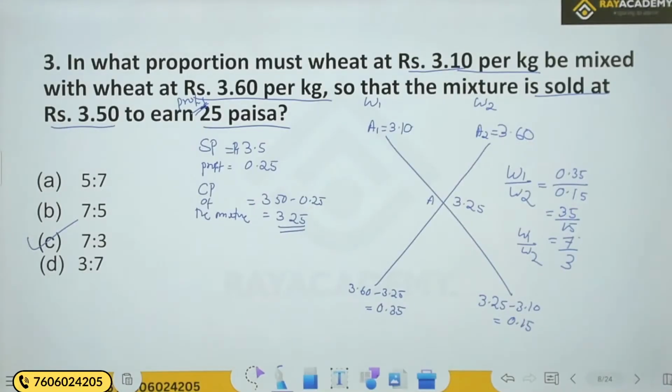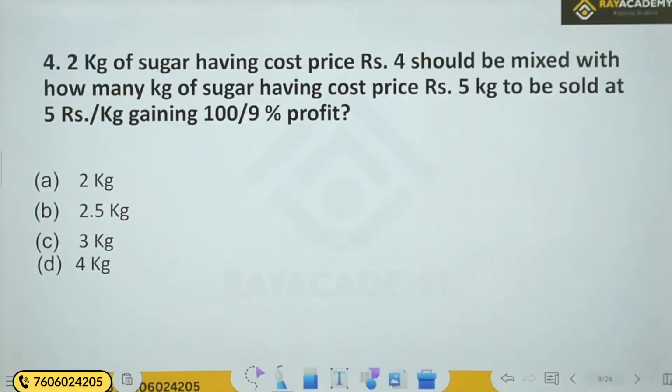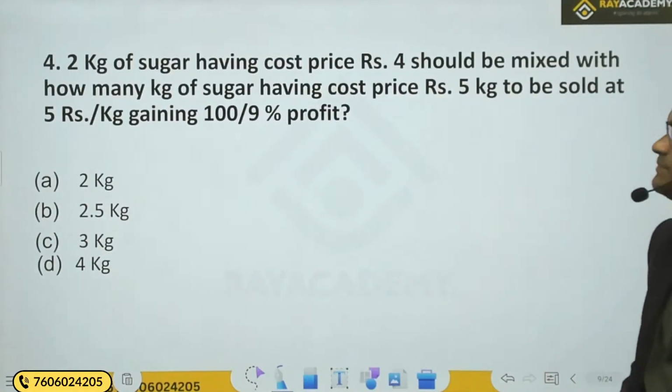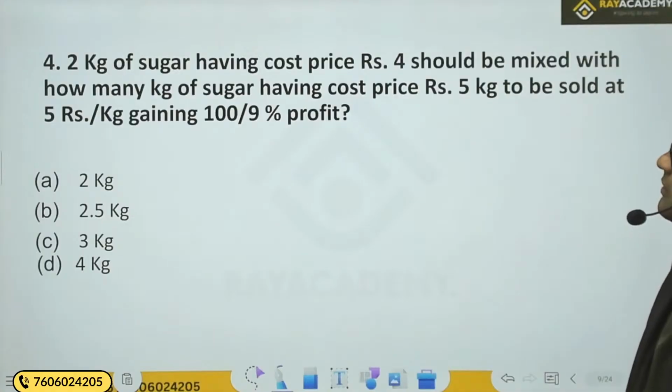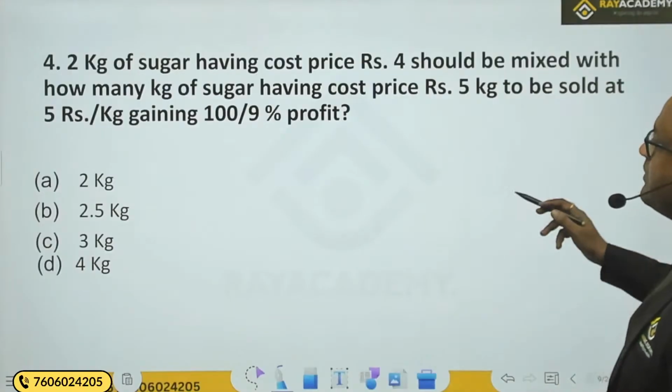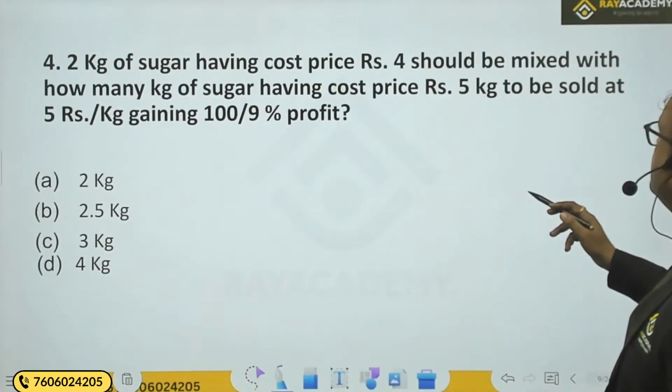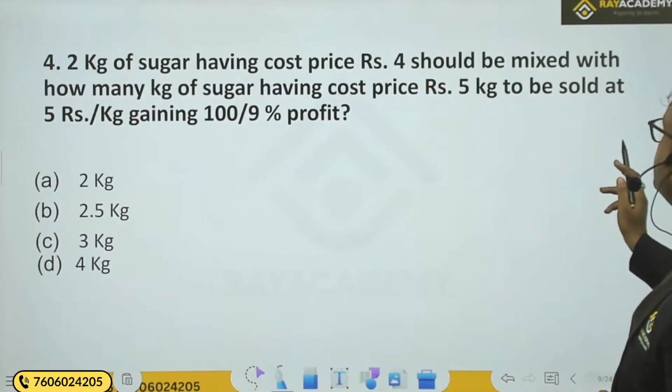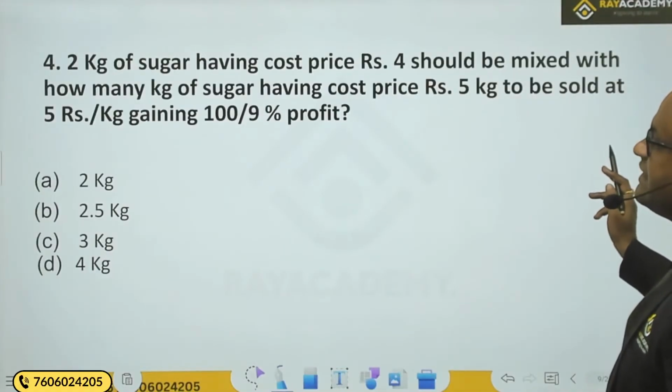Hope you are getting it. Now question number 4. This question was: 2 kg of sugar having cost price of 4 rupees should be mixed with how many kg of sugar having cost price of 5 rupees? I think this is per kg. Cost price of 5 rupees per kg, to be sold at 5 rupees per kg, gaining 100 by 9 percent.